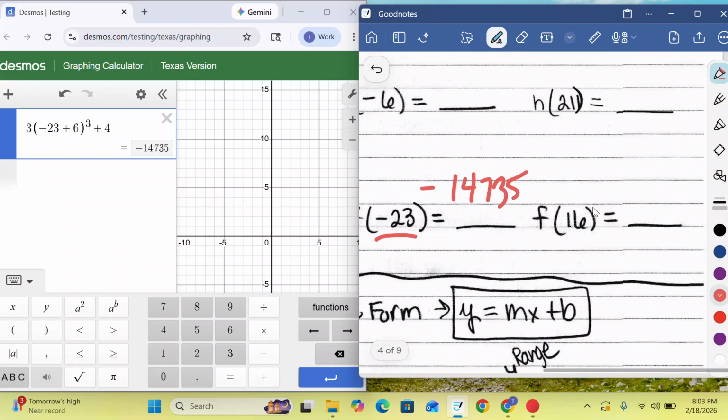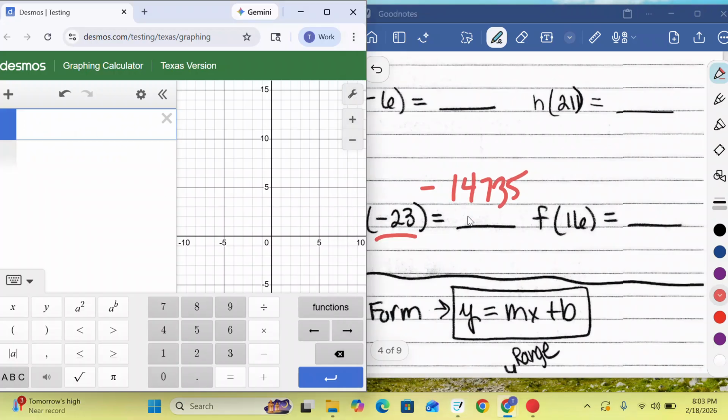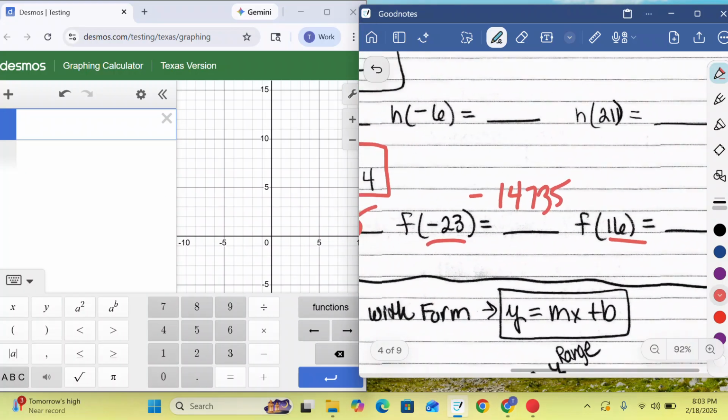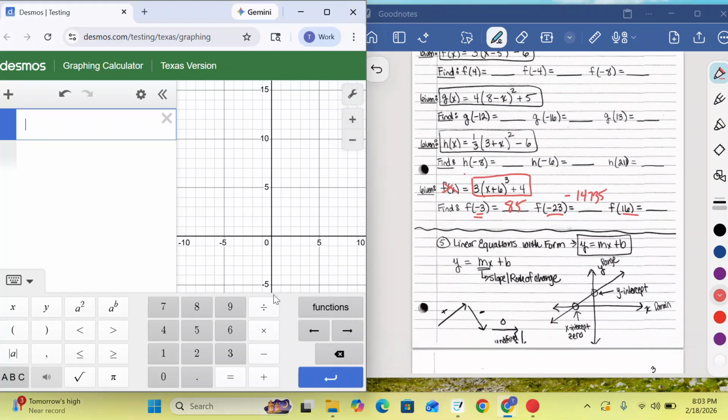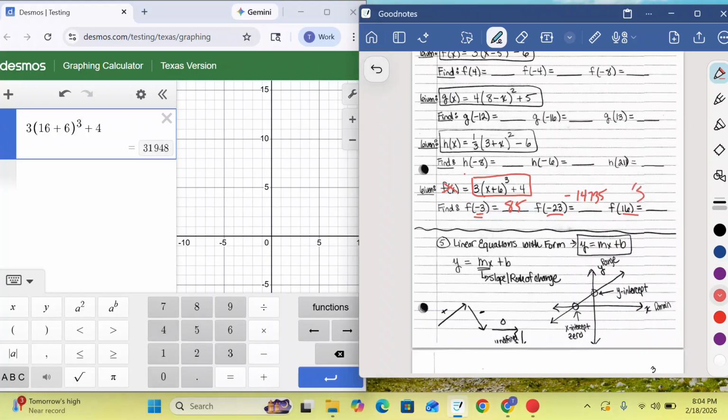And then the last one that I'm going to evaluate, I'm going to go ahead and evaluate f of 16. So I'm going to go ahead and input 3, open parentheses, and right here 16. So I'm going to go ahead and put 16 plus 6, close parentheses, to the 3, plus 4, and the answer is 31,948.